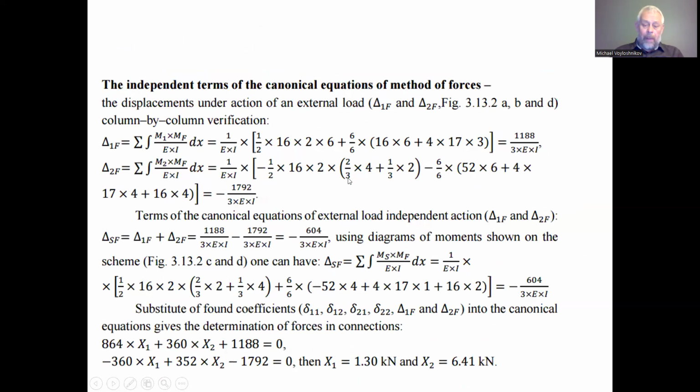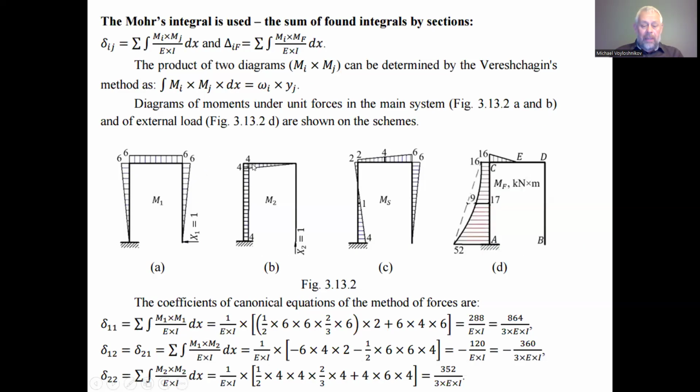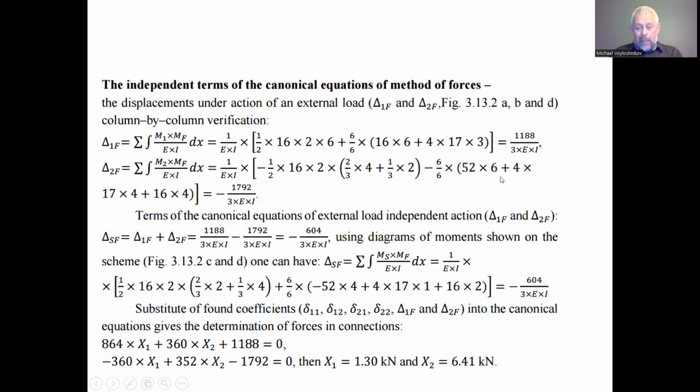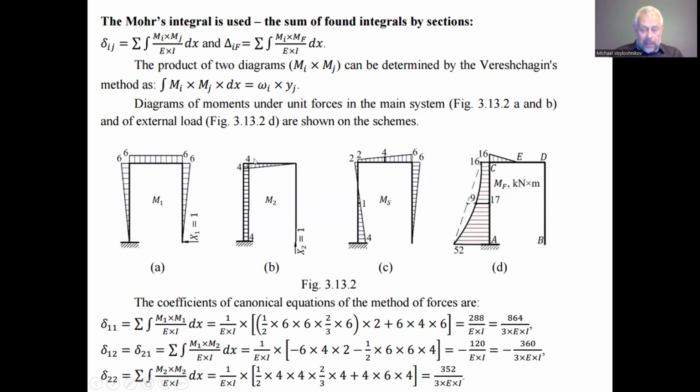And here we have the magnitude, using the Vereshchagin rule. Here the magnitude is found at one third part of the 2, a very small segment, so we have one third part from point C to the center of the diagram of the bending moment. So the magnitude is 2/3 by 4 plus 1/3 by 2. This is the magnitude of the bending moment diagram corresponding to the center of the area of the small segment of the bending moment diagram under the action of the external force.